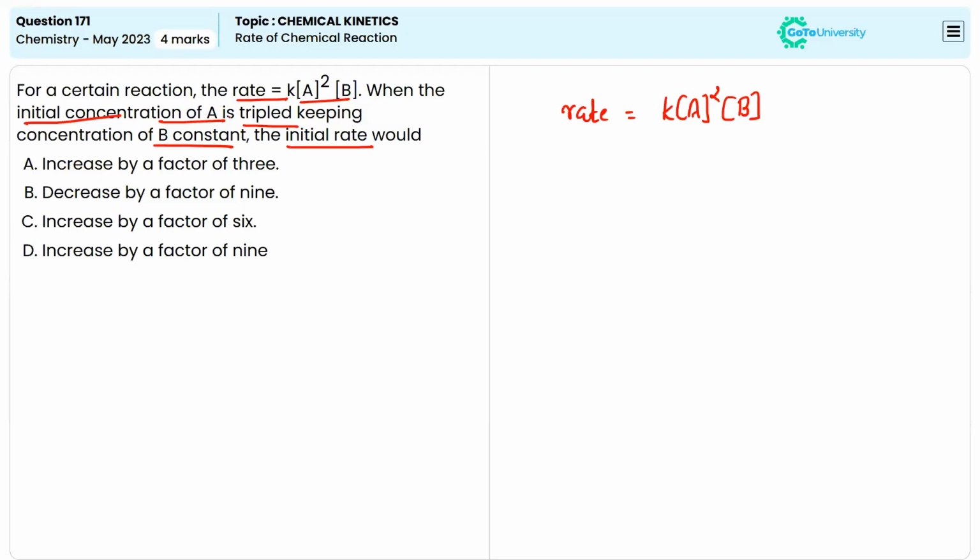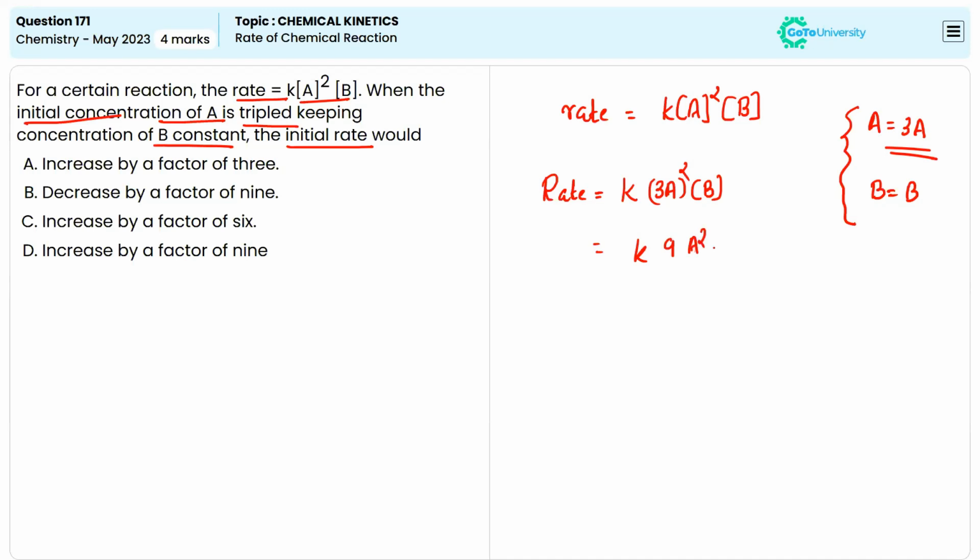Now it is given that the initial concentration of A is tripled. So A becomes 3A, right? Tripled means it becomes 3A. And B is kept constant, so B is B itself. Now we have to rewrite the rate equation with the new concentrations. So rate is equal to rate constant K, A becomes 3A, so it becomes (3A) squared, and B is B itself. So again we can write K times 9A squared B.